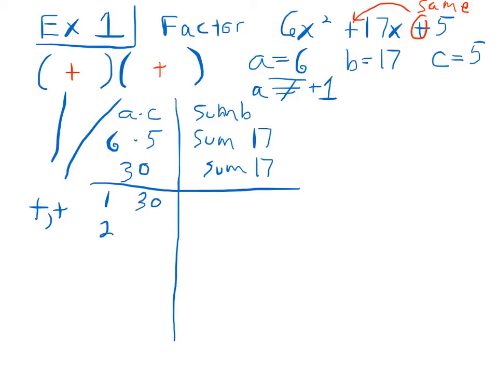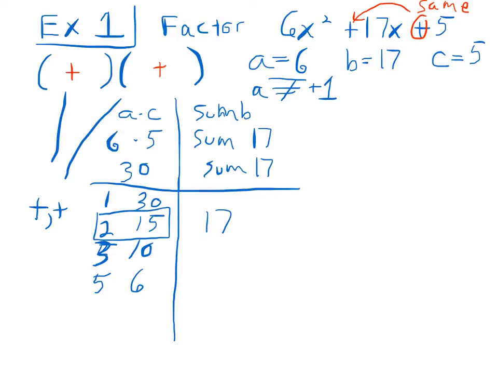So 2 and 15. Let's see, what other factors do we have? Oh, I'm sorry, we have 3 and 10. Then 5 and 6. But right away, we should see these two right here give me that sum of 17.